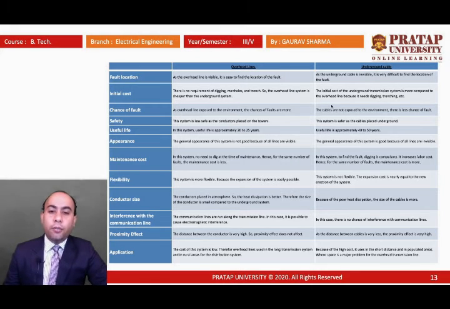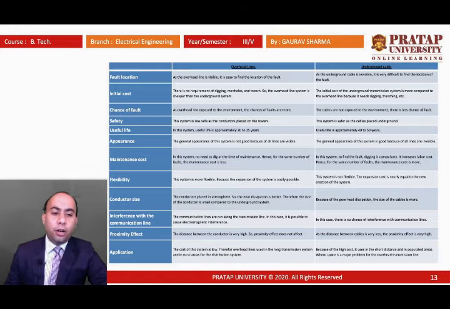In the overhead system, there is no need to dig at the time of maintenance. Hence, for some number of faults, the maintenance cost is less. But in the case of the underground system, digging for the fault is compulsory. It is necessary to bear a labor cost. For the same number of faults, the maintenance cost is more. In the case of overhead lines, it is more flexible because expansion of the system is easily possible.